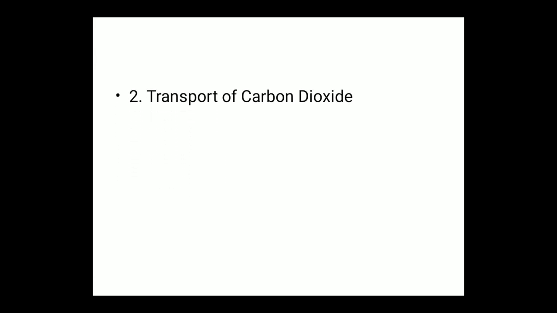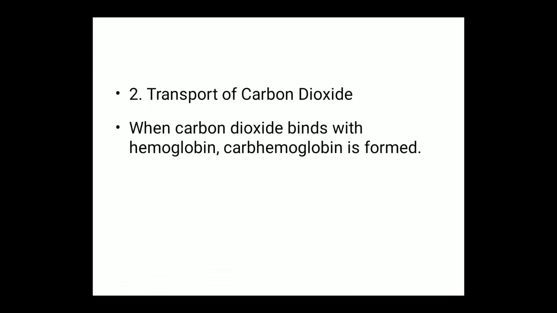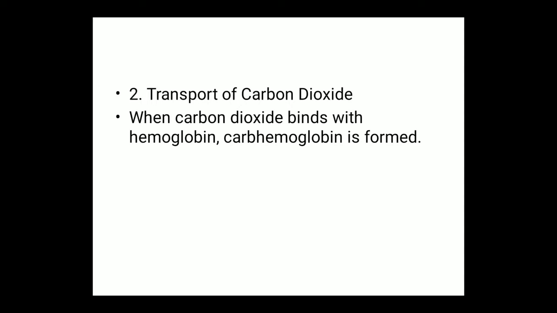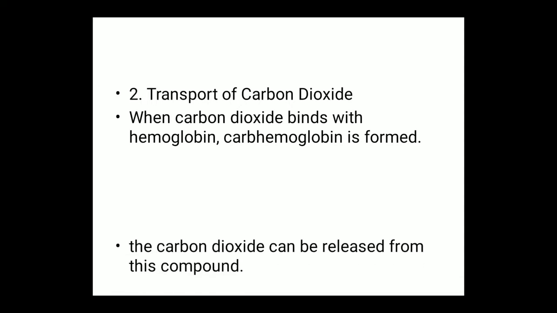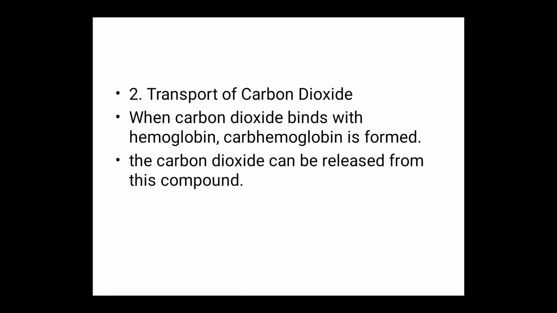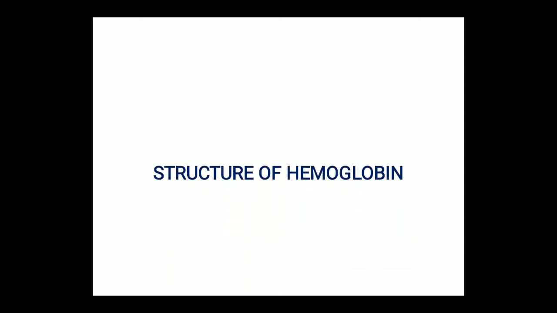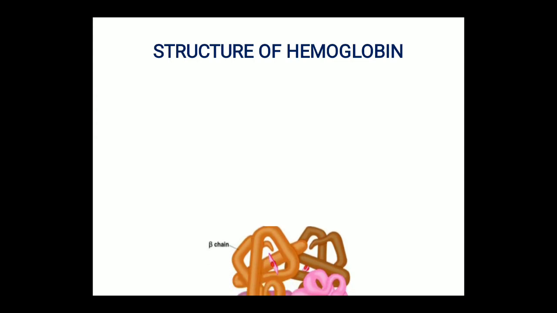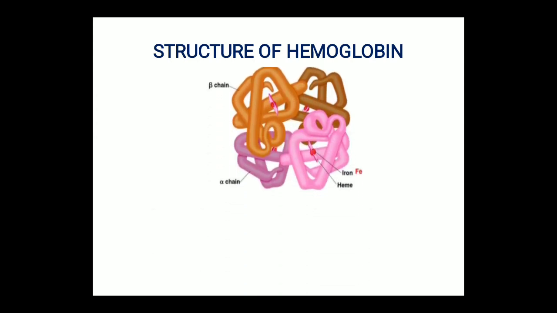Second, transport of carbon dioxide. When carbon dioxide binds with hemoglobin, carbohemoglobin is formed. The carbon dioxide can be released from this compound. Structure of hemoglobin. It contains 2 alpha chains and 2 beta chains. They are combined with iron. The 4 chains are combined with iron.